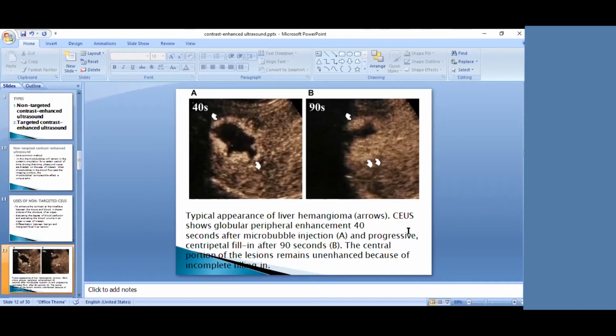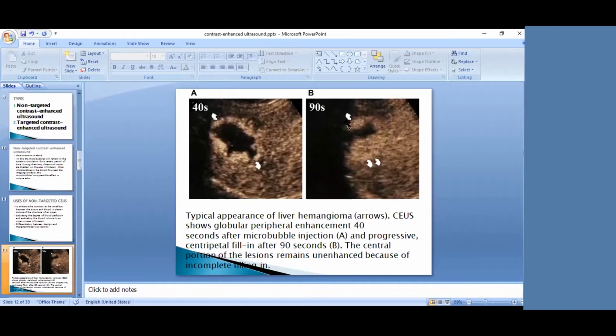Okay, contrast enhanced ultrasound shows globular peripheral enhancement after 40 seconds. You can see it. Peripheral enhancement. This is hyper enhanced in comparison to here, right? More bright. After peripheral enhancement, 40 seconds after microbubble injection, this is in A, okay? And progressive centripetal fill-in after 90 seconds.